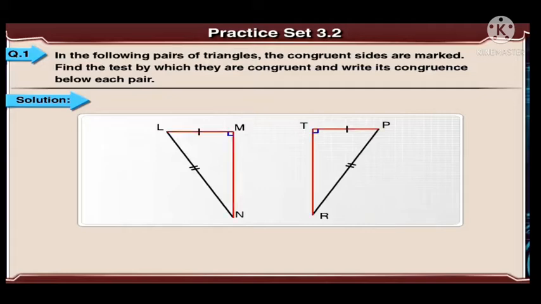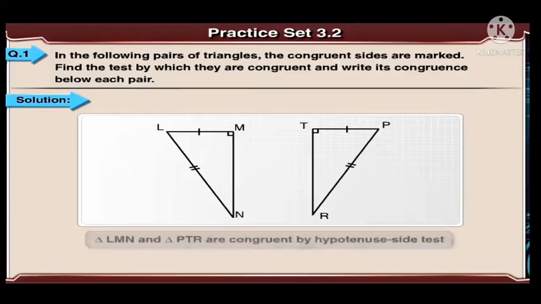Triangle LMN and triangle TPR are right angle triangles. Here, the hypotenuse and one side of one triangle are congruent to those of the other. Therefore, triangle LMN and triangle PTR are congruent by hypotenuse side test or hypotenuse side theorem.